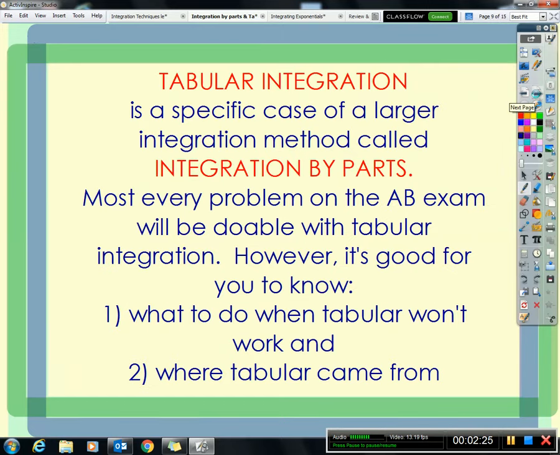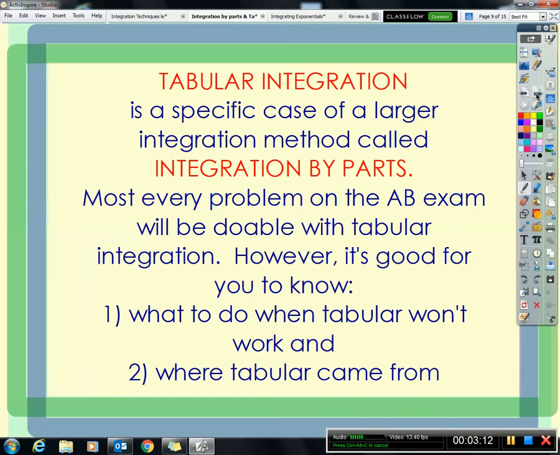So here's what I need you to understand. Tabular integration is a really, really cool method that's a specific case of integration by parts. Integration by parts is the more general way to handle these crazy integrals. The good news for you is that most every problem that you need to do on the AB exam, you can use the tabular method. Woohoo! But I want you to know what happens when the tabular method won't work to help you transition into calculus 2 successfully. And I also want you to understand where tabular came from, how they saw a pattern in integration by parts and realized that that could be done more quickly with the process called tabular.